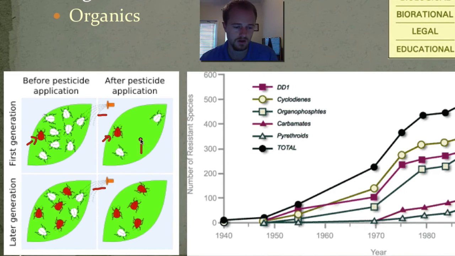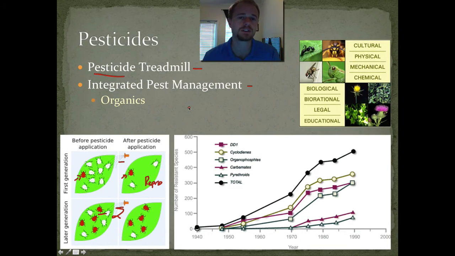Since they're insects and they're small, they have short lives and they reproduce really fast, so their populations bloom back up. But now you're going to have equal proportions of resistant individuals and non-resistant individuals. And with your second application of pesticides, who's going to live? Yeah, more of your resistant individuals. So that makes the effectiveness of the pesticides decrease.